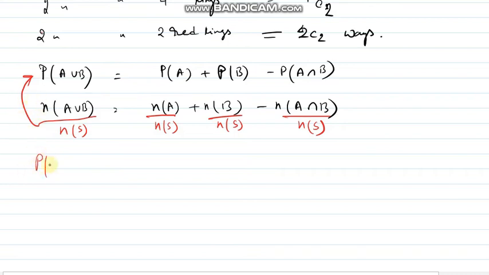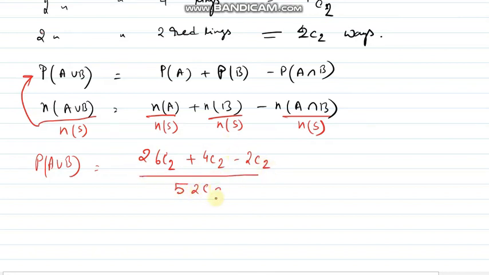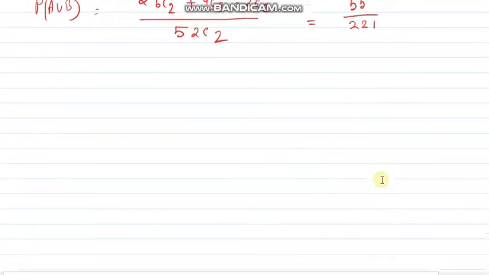So can we write the probability of A union B equals P(A), that is 26C2, plus 4C2, minus 2C2, divided by my total n(S), which is 52C2, right? Ultimately, if you calculate, the answer you will get is 55 divided by 221. So this is the use of combination done in this sum. We are selecting it.